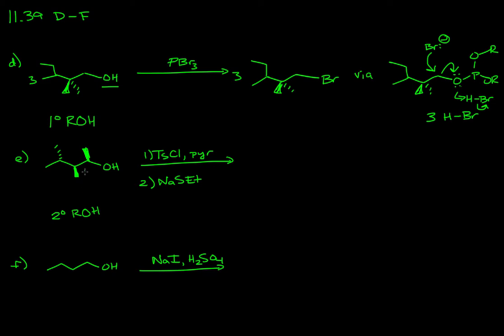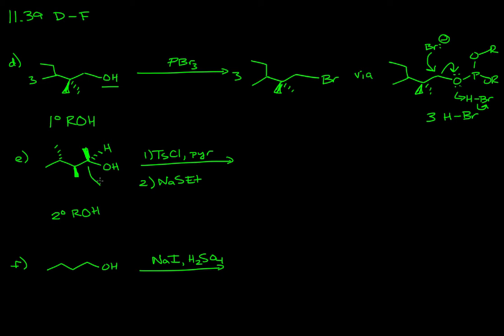We have a secondary alcohol, and if you note, I'll draw in the implicit hydrogen atom. So this carbon bearing the alcohol has 4 different substituents. We have a hydroxyl group, a hydrogen, a methyl group, and this rest of the molecule. Therefore, that carbon has stereochemistry.